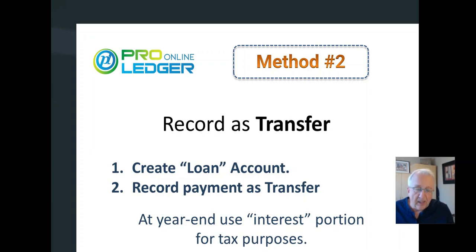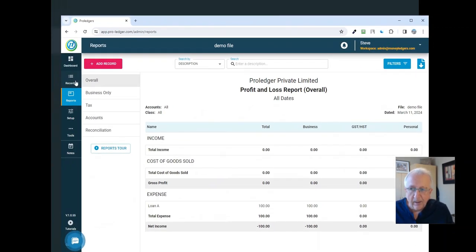Okay, so the payment will be recorded in ProLedger, but it just won't show up on your income and expense statement. Now, if you rather use this method, again, at the year end, just make sure you record the interest portion of that loan payment as an expense at tax time. And again, this will also work for you. The only difference here from method number one is that with this particular method, nothing shows up on your income statement. So let's take a quick look at that one.